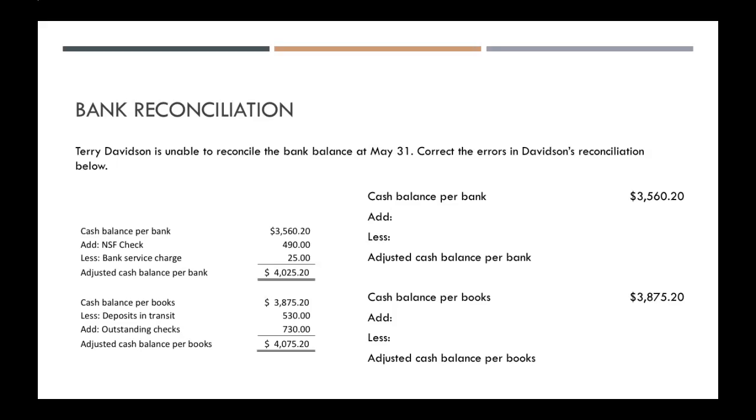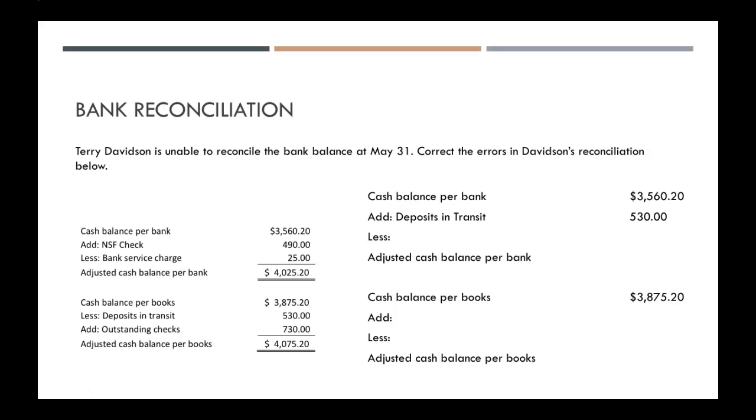So one's going to need to be added and one's going to need to be subtracted here. So we need to think about which one goes where. A deposit in transit is when we have sent money to be deposited into our bank account, but it just hasn't gotten through to the bank yet. So a deposit in transit is going to increase the balance in your bank account. So we have to add that deposit in transit here.